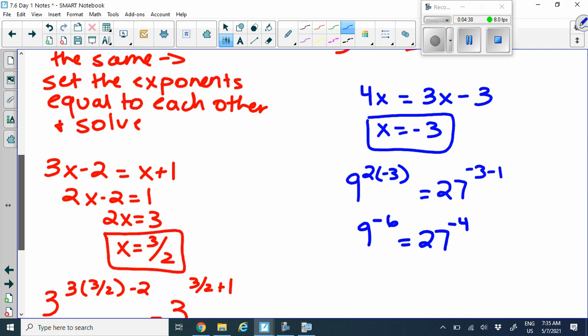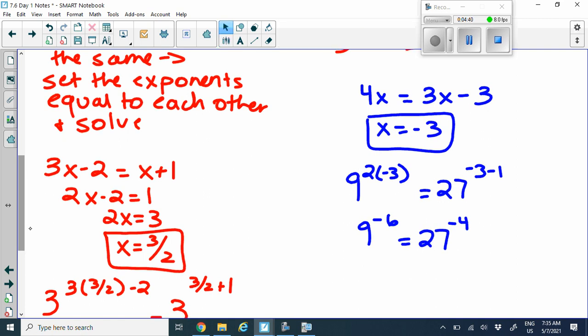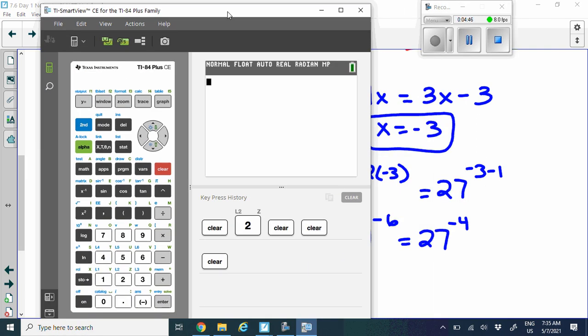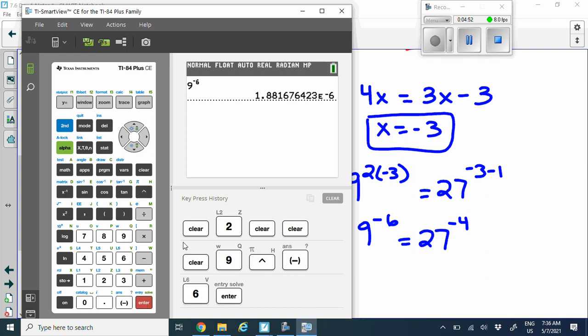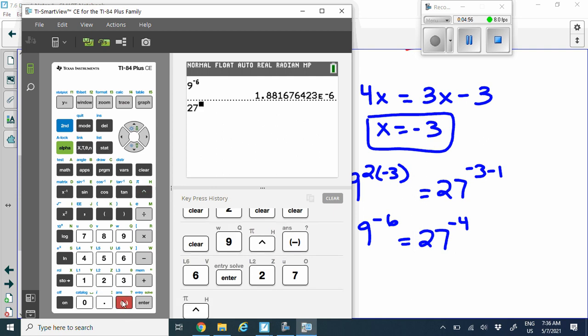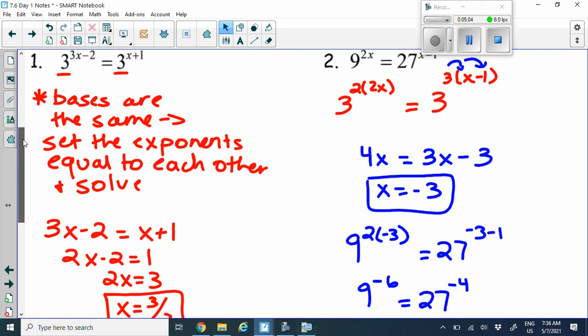Now you might be wondering, but I don't know because the bases aren't the same here. Well, let's just use our calculator. So let's say I do 9 to the negative 6. Let's just see if we get the same number. And then let's do 27 to the negative 4th. Yep. I get exactly the same number, so that means x equals negative 3. That is the correct answer.